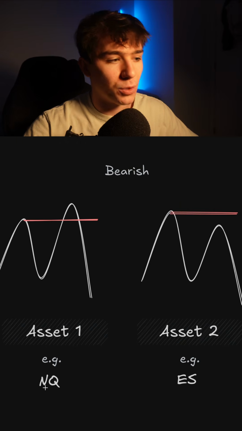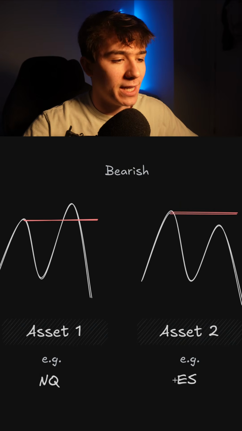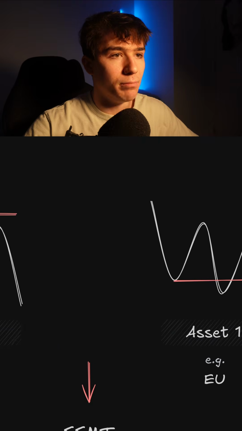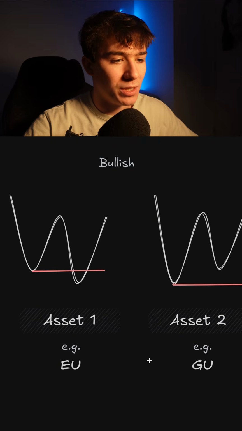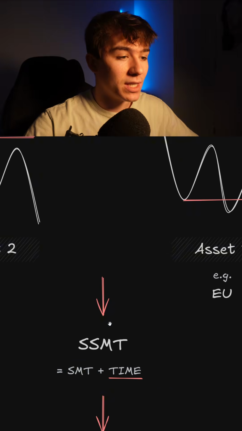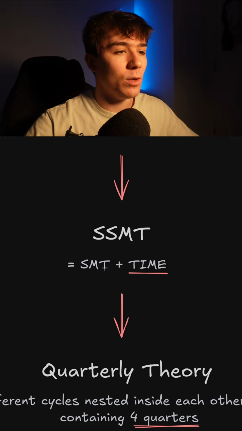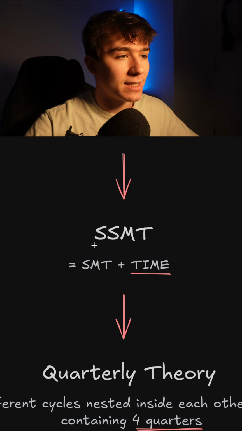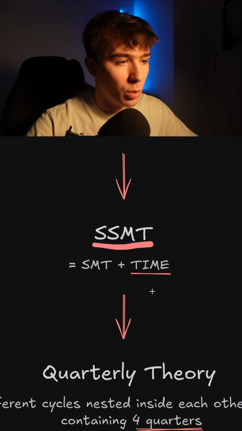For example, if you're trading futures, that's NQ, that's ES, but for example, this is a bullish SMT, it can be Euro USD and GBP USD. So this is SMT. If you understand this and you pair SMT with time, you basically get SSMT, sequential SMT.